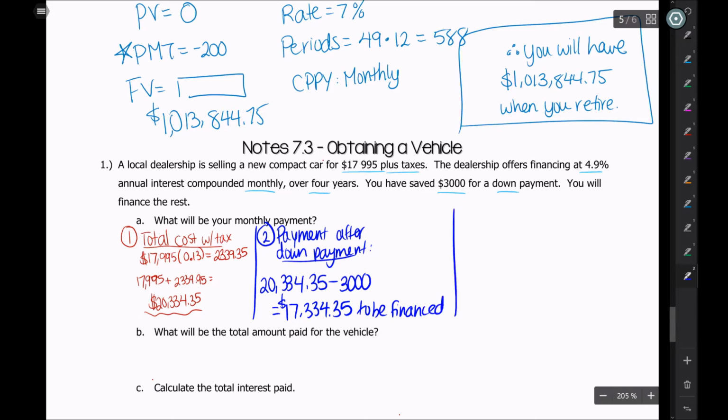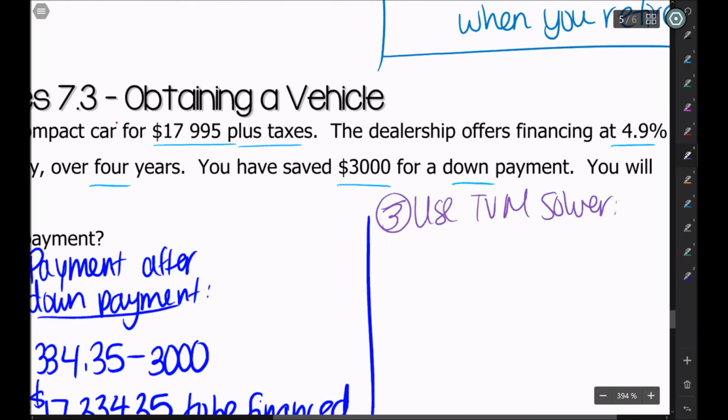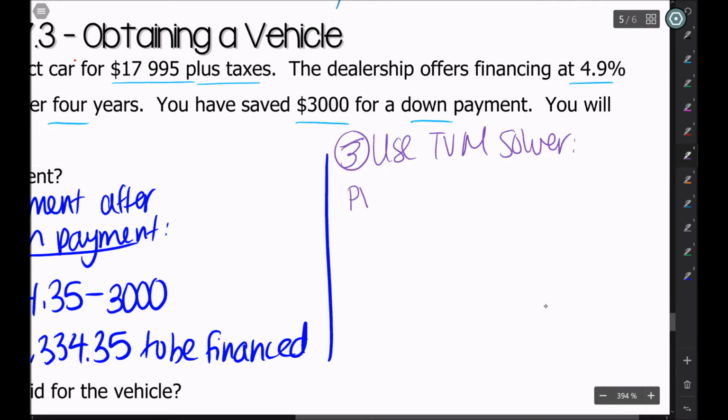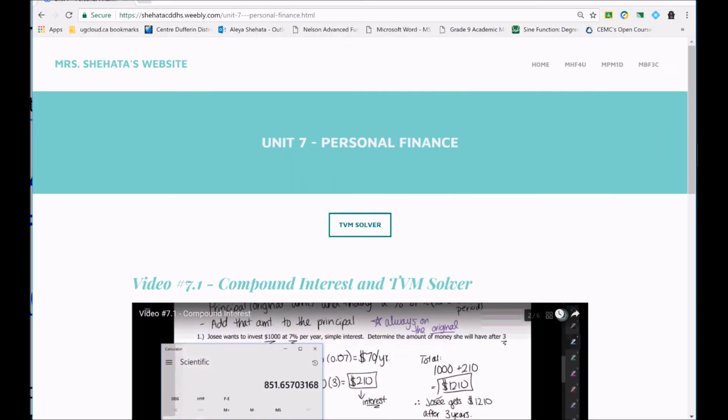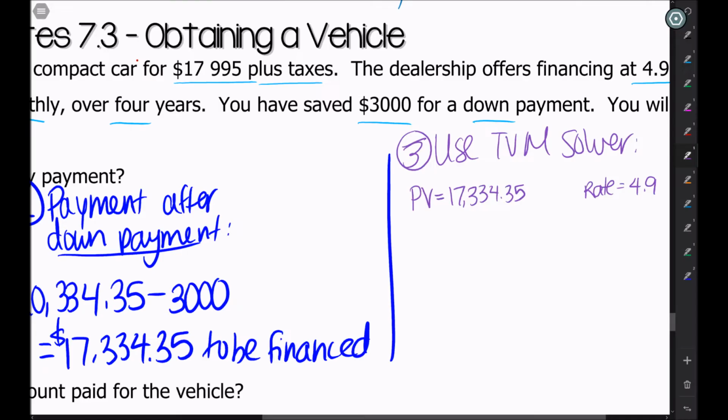Okay, and once I do that, I'm just going to use my TVM Solver. So step 3 is use TVM Solver. So let's go ahead and fill in our information here. We know that our present value is going to be this amount right here, $17,334.35. We know that the rate is going to be 4.9%. Okay, so let's go ahead and click on the TVM Solver from my website. Okay, we want to find the PMT. So those are our monthly payments. That's our unknown. That's what we want to figure out.